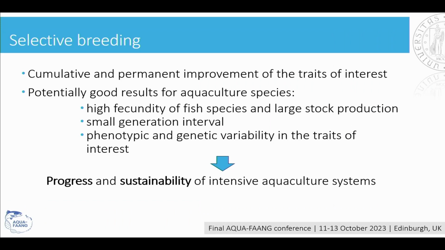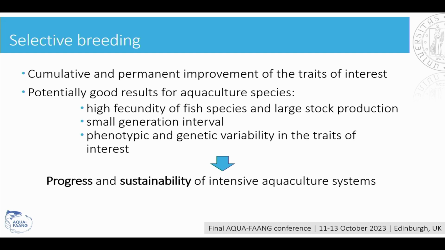So just to provide a little bit of background, I know that most of you already know, but why are we interested in selective breeding? It's because we can provide a cumulative and permanent improvement in the trait of interest, so all the traits that we are interested in.